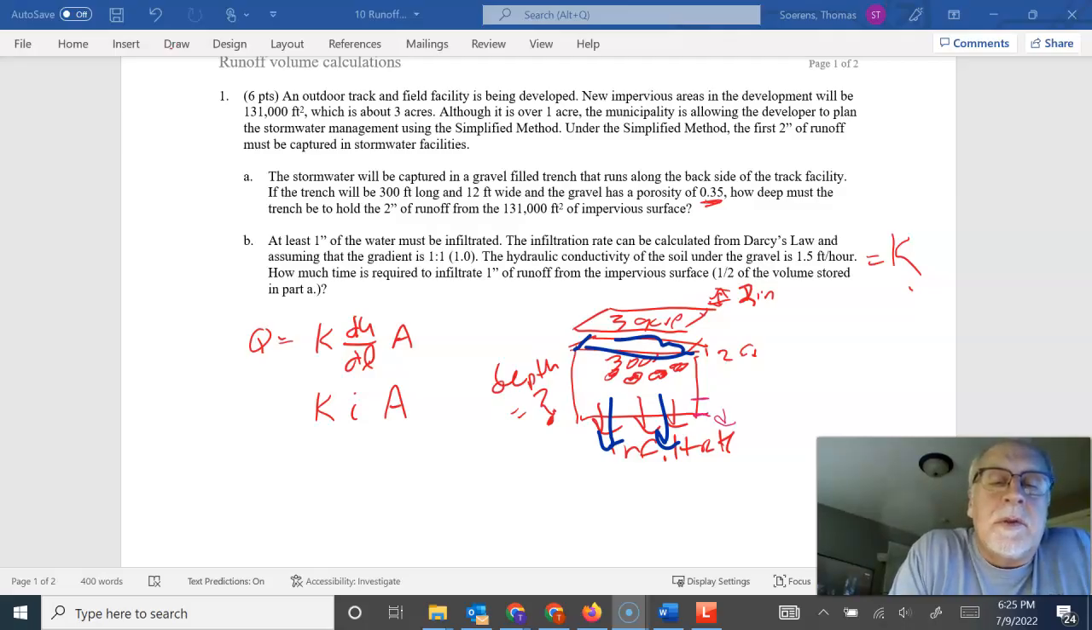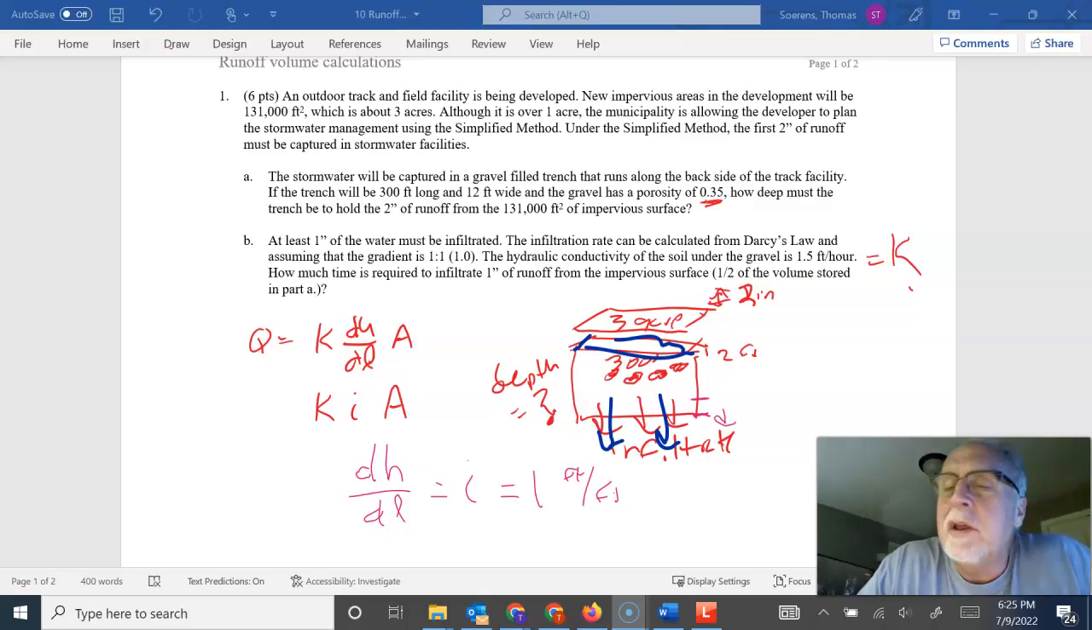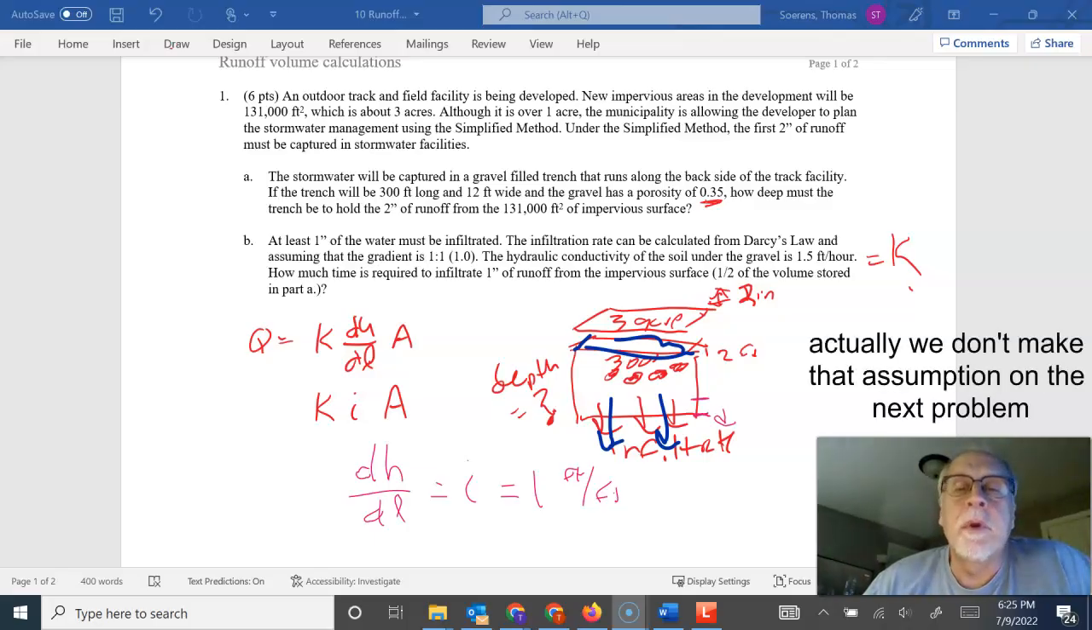the gradient, the change in head with depth, or again we sometimes call that I, equals 1 foot per foot. So we can make that assumption if we say once it hits that bottom, it's just taken away. So there's basically 0 head at that. And we're going to make that assumption on the next problem too.